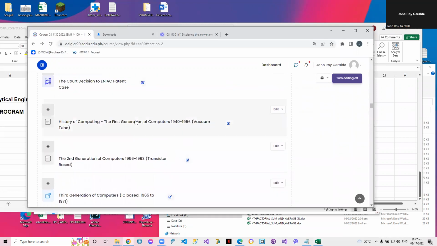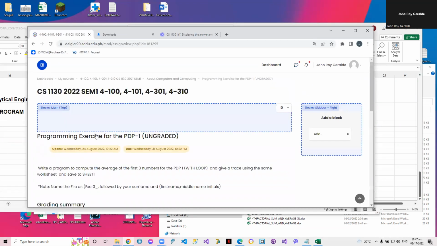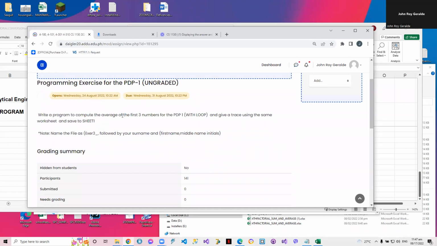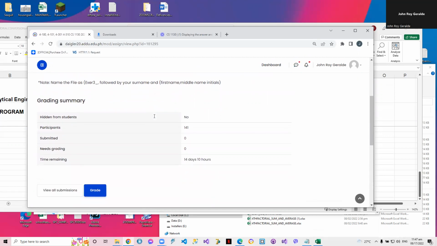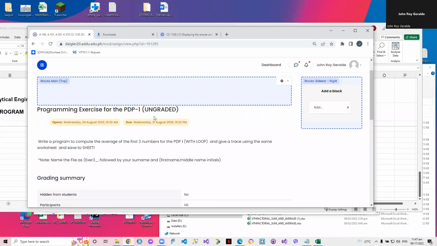Your exercise will be to do the same. But this time this is ungraded. Write a program to compute the average of the first 3 numbers, only one, okay? The average of the first 3 numbers with a loop. This should be exer 3 or exer 4. You just name it correspondingly.